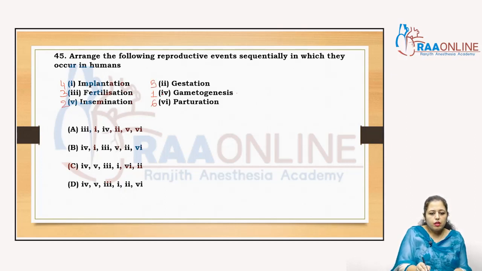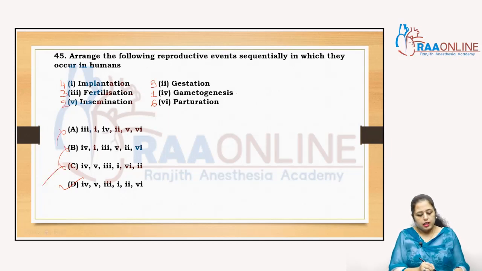So the sequence is 1, 2, 6. Answer is D, right? Clear?